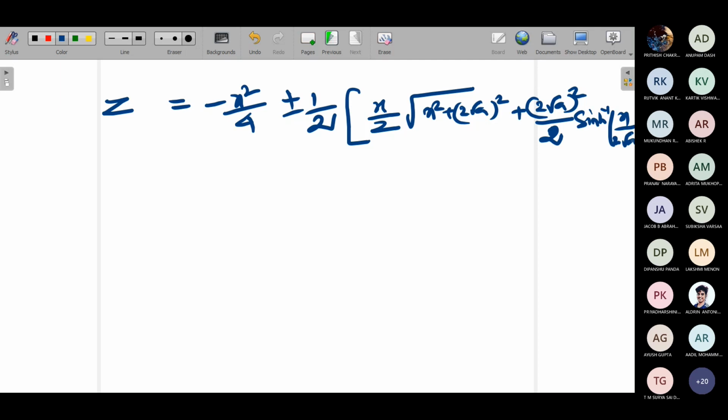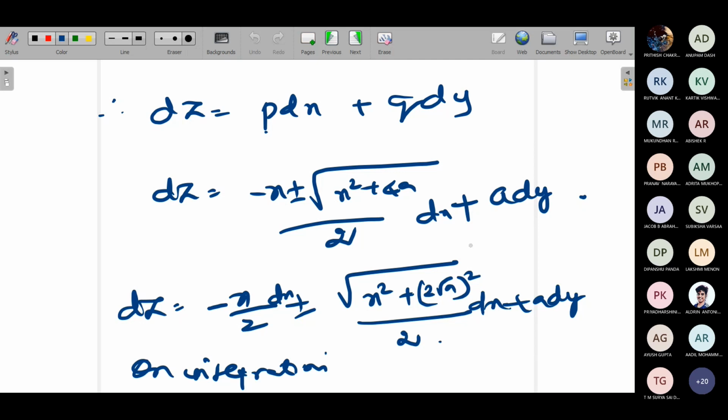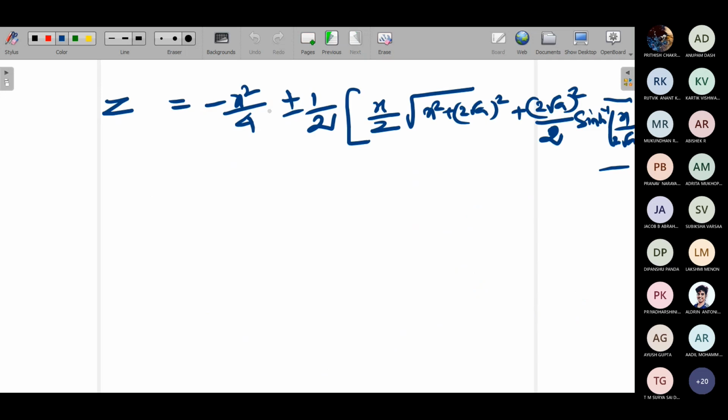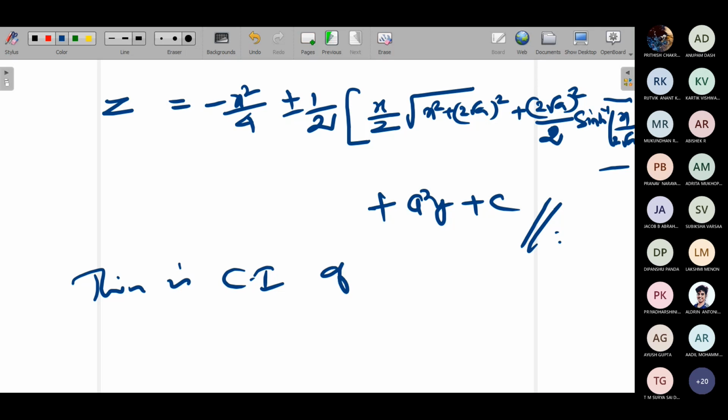Ma'am, why does hyperbolic sine come? This is the standard integration of root of x square plus a square. You can just go check it, dear. Sine inverse is different. Sinh inverse is different. With sine inverse, you won't get this term. Plus a square into y plus the integrating constant c. That's all. So this is the complete integral of the problem, which you write down.